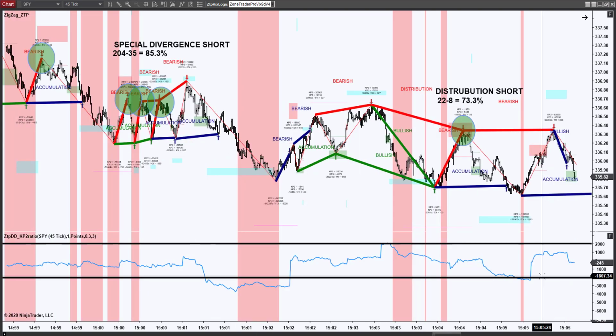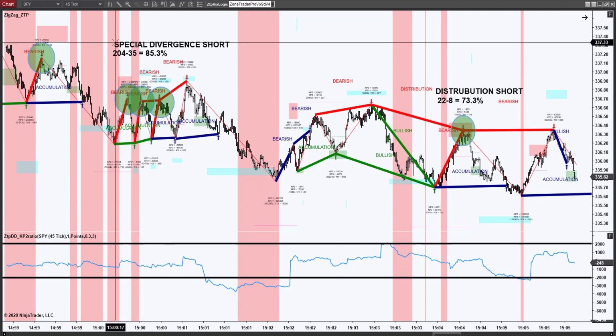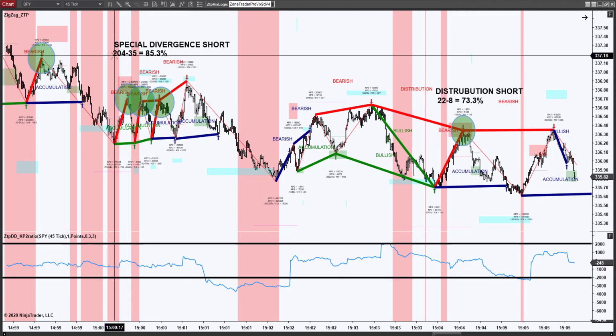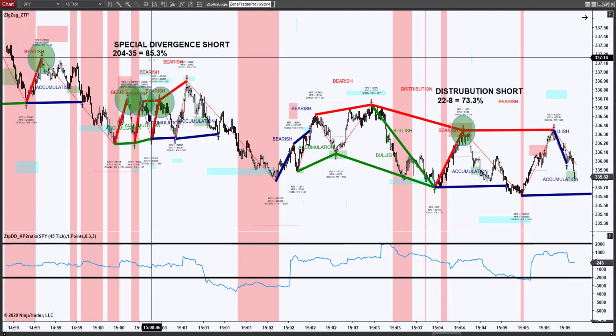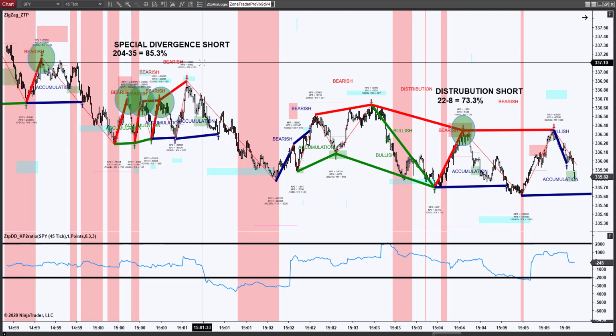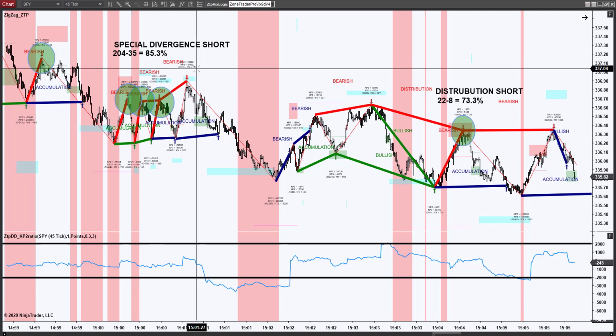But the clear winner of these trades was the special divergence short, which recorded 204 wins and 35 losses for an 85.3% winning rate.